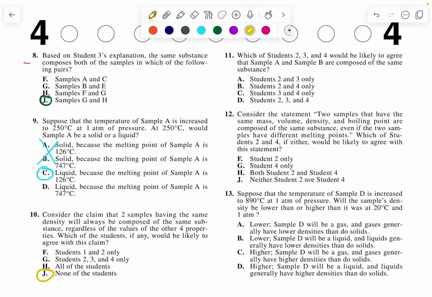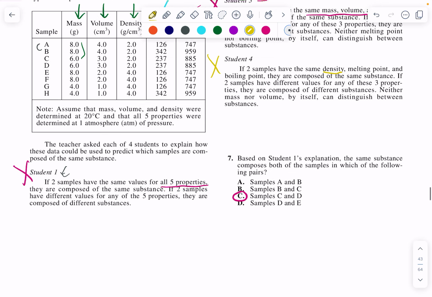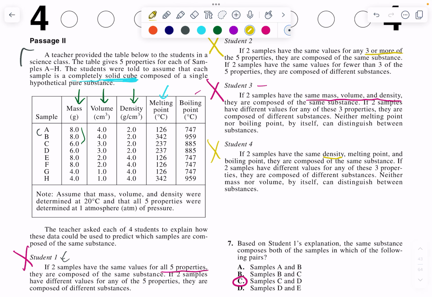Number 11. Which of students 2, 3, and 4 would be likely to agree that sample A and B are composed of the same substance? So let's take a look. Student 2, if two samples have the same value for any 3 or more of the 5 properties, then they are the same. So let's take a look at A and B here. And right away I can see A and B have the same mass, volume, density. So student 2 would say they are the same thing.